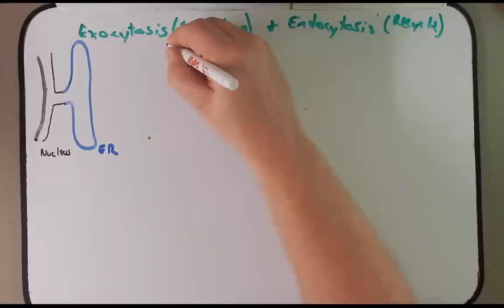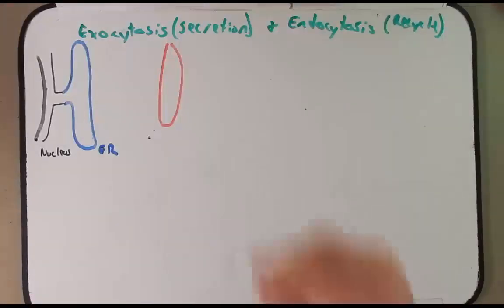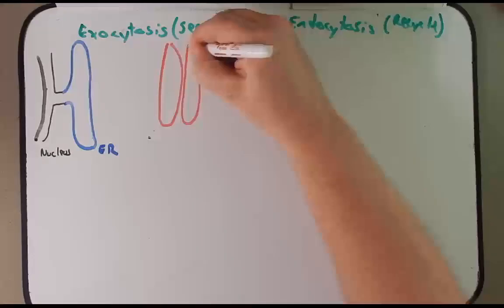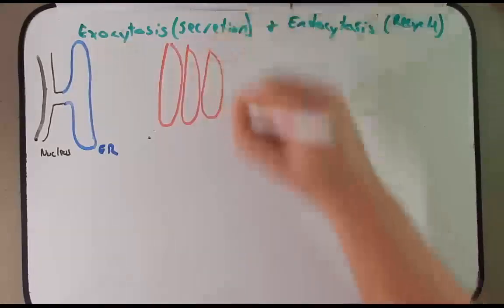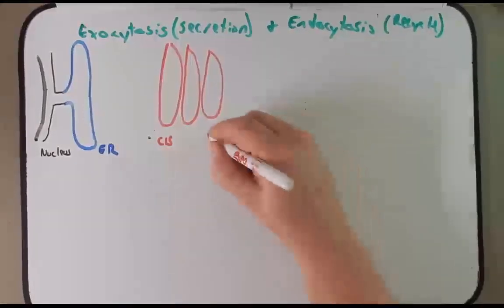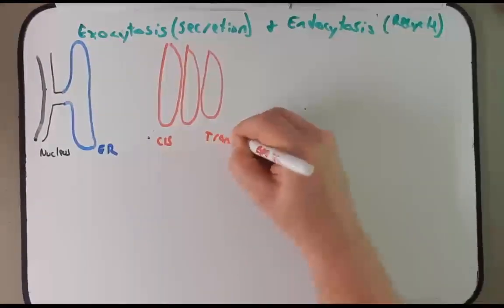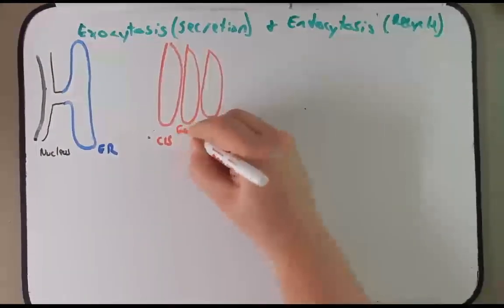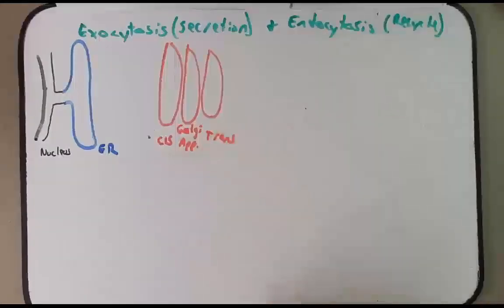Next, let's draw the Golgi apparatus. The Golgi has several fairly large membrane structures, like so. We call the one closest to the ER the cis Golgi, and the one further away we call the trans Golgi. But they're all Golgi apparatuses.